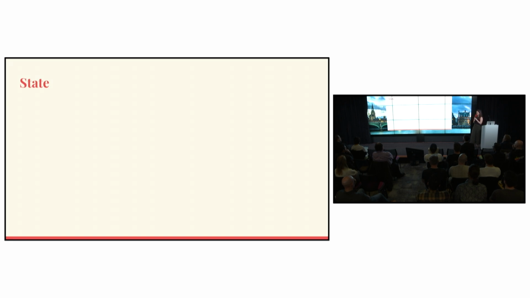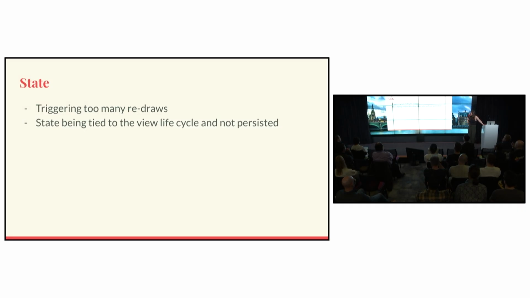State, the gnarly business that is state. What are the problems with state? Triggering too many redraws, we've all been there. State being tied to the view lifecycle and not persisted across both Android and iOS. State is really difficult to debug, so sometimes view redraws are being triggered and you have no idea why.